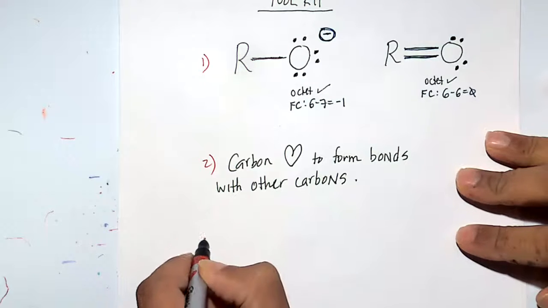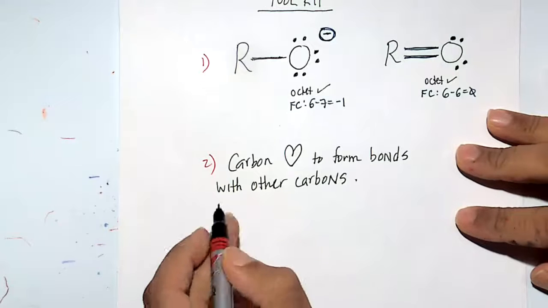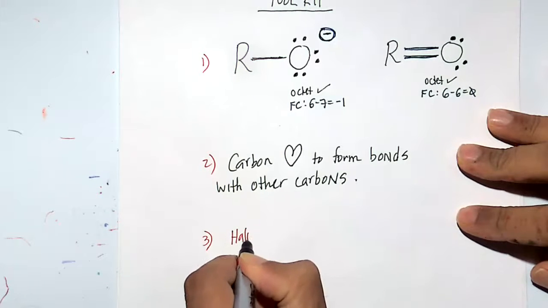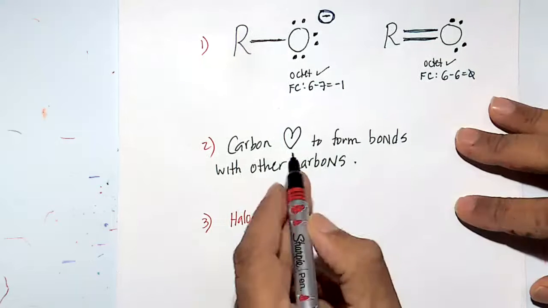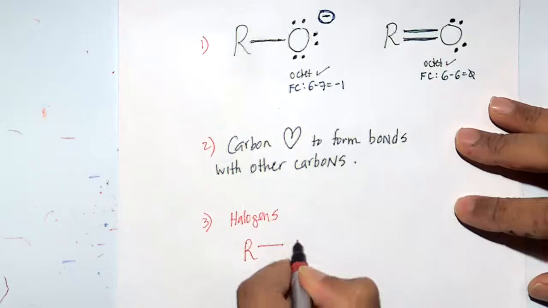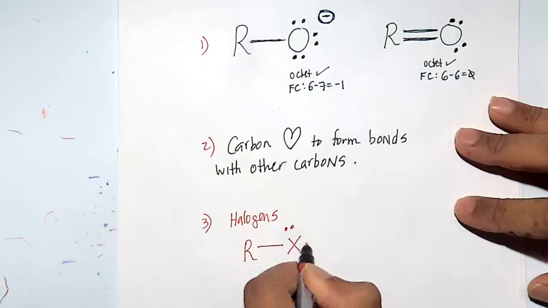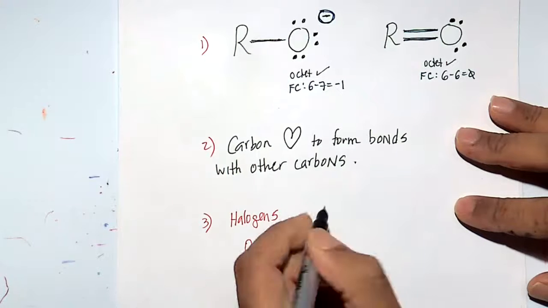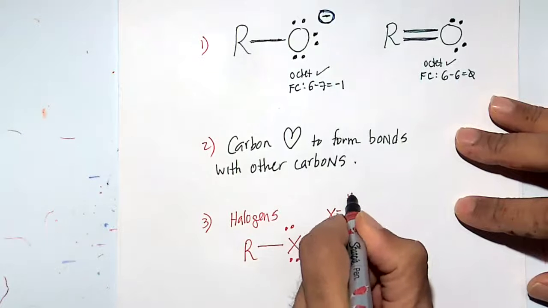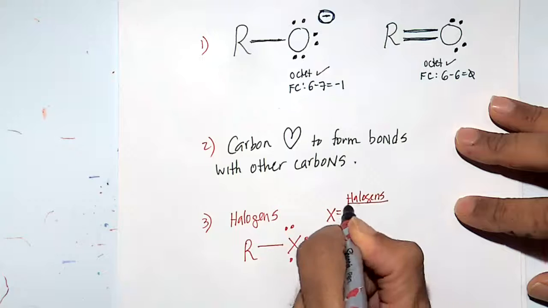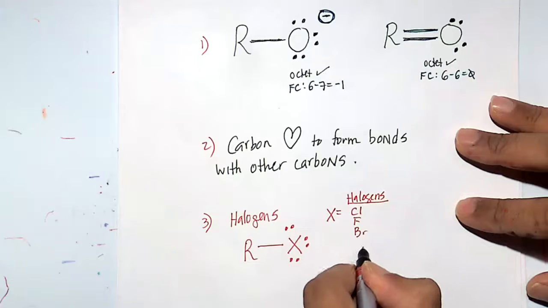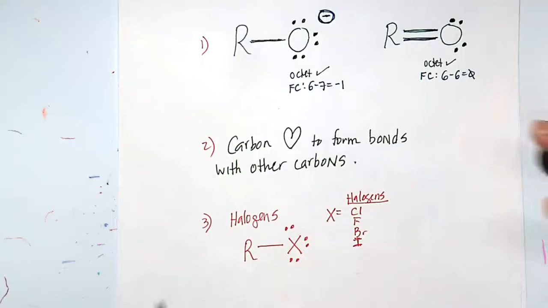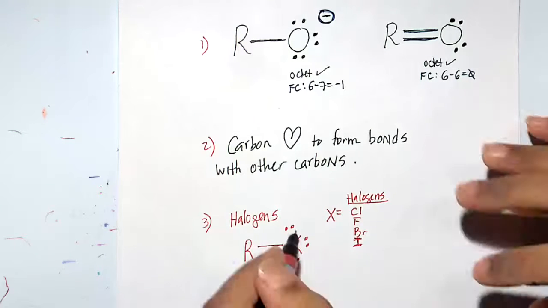Carbon loves to form bonds with other carbons. I just want to tell you another thing, halogens. Generally, they like to be single bonds. This was something I got a lot of emails on in the lab, something about AX3. So halogens, we're going to call X a halogen. They tend to be like this. So what is X? It's your halogens: Cl, F, Br, iodine. So that's one thing in our toolkit, halogens.